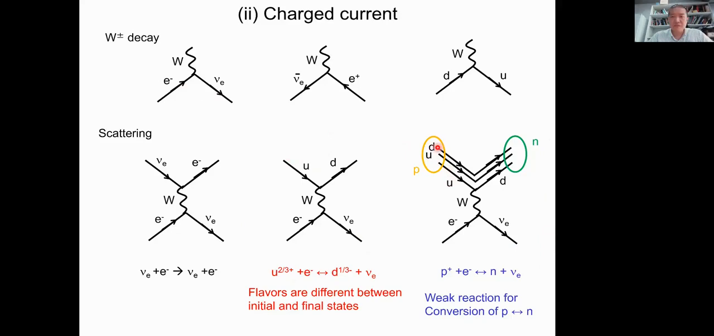Up, up, down is proton. Down, up, down is neutron. So this diagram is corresponding to this reaction. The conversion from proton plus electron to neutron plus electron type neutrino. And this is the weak reaction for conversion of proton and neutron.